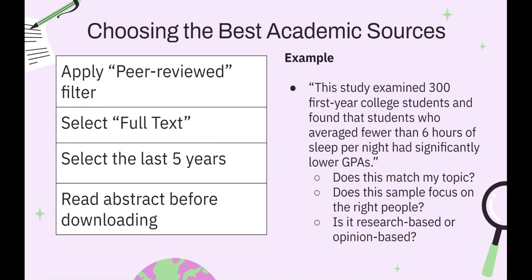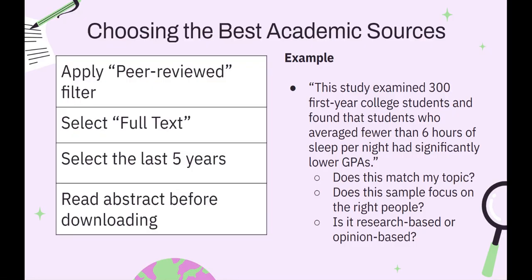Next, select full text. This ensures that your results are the complete articles and not just an abstract. This is an important step because you cannot say you used a credible source when you did not actually have access to the entire piece. Then, set the date parameters for the last 5 years. So if it is the year 2026, set the dates for 2021 through 2026. This is important because you want your sources to be modern and up to date.